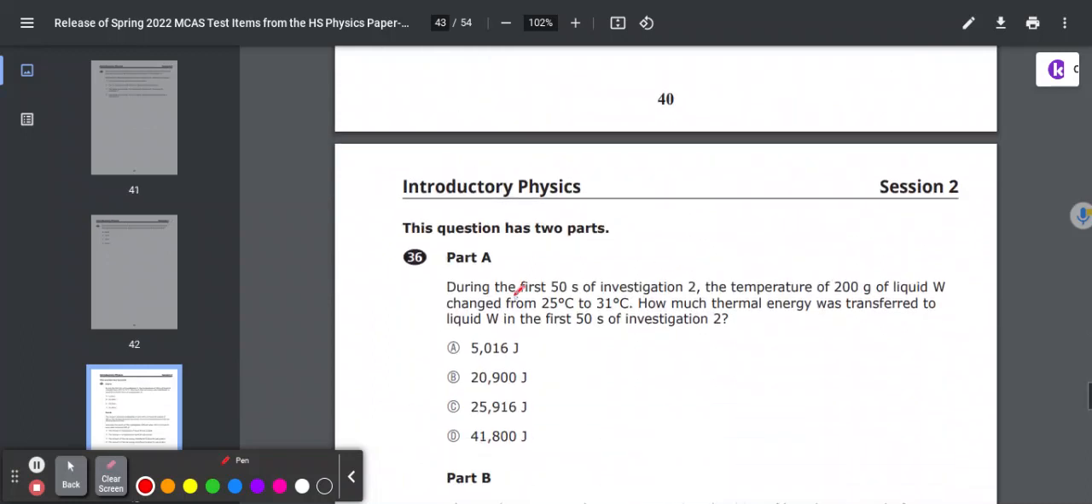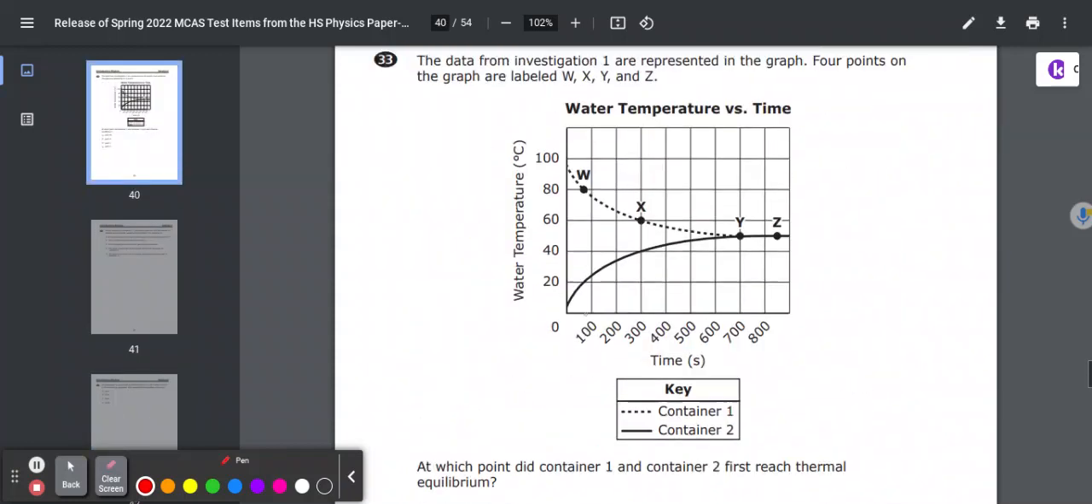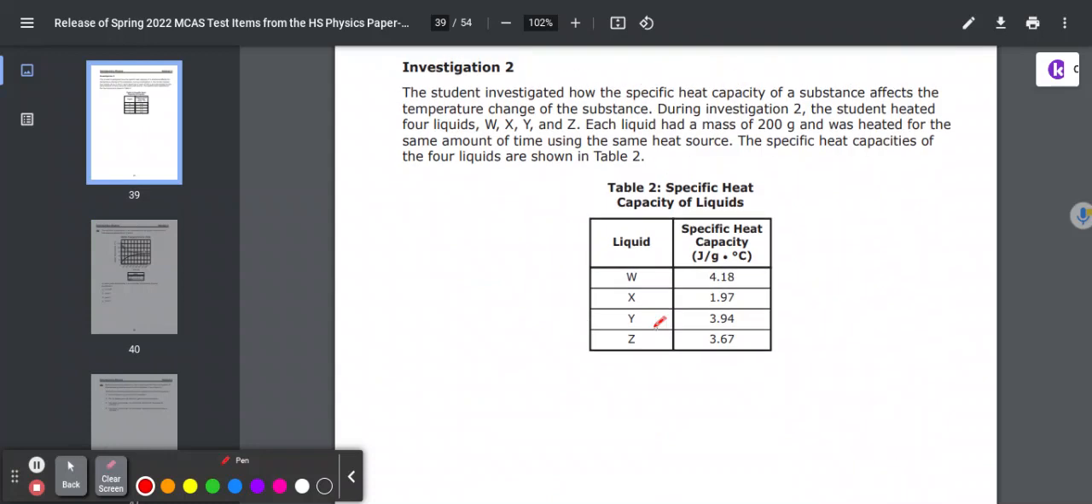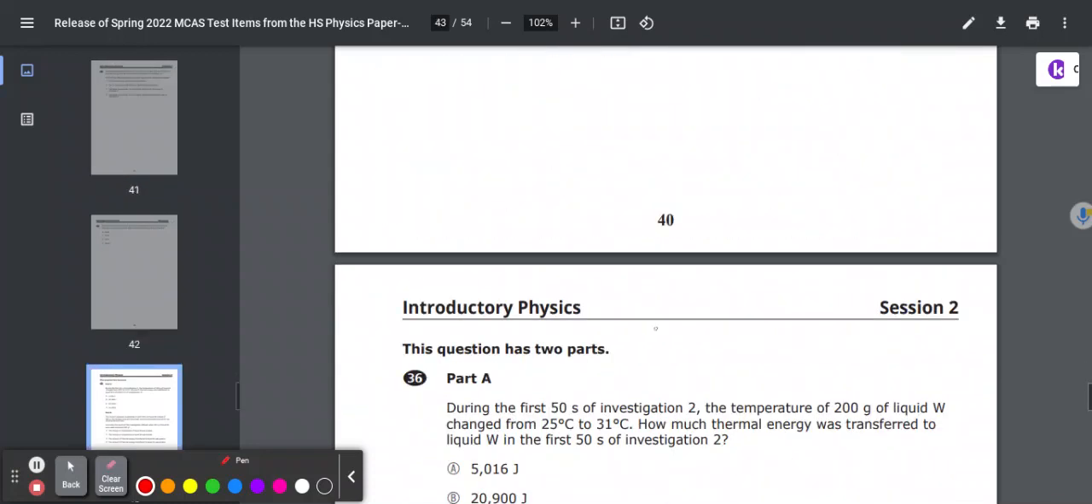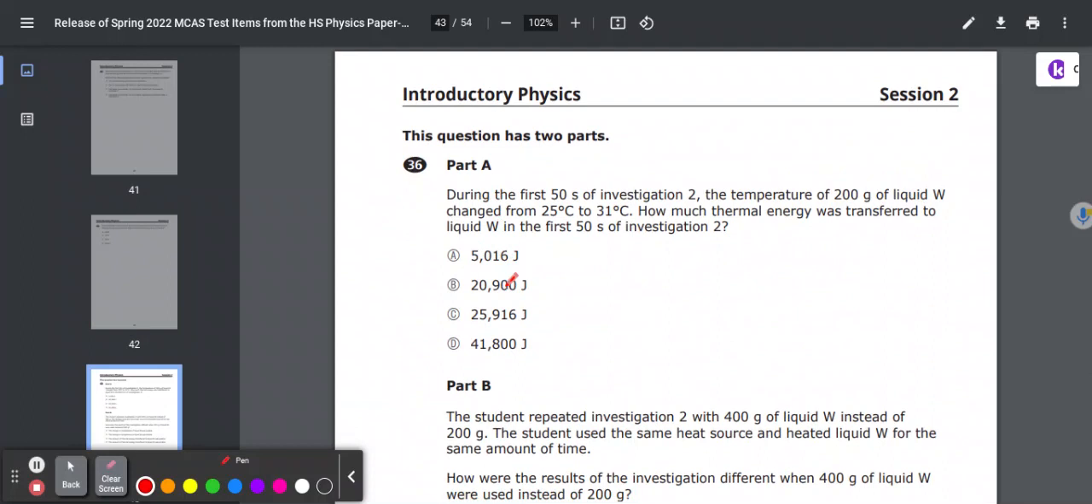36. During the first 50 seconds of the investigation, the temperature of liquid W increased. So what is the energy? Again, MCAT: the change in temperature is 6, times the mass, which is 200, and the specific heat is given here as 4.18. Our answer should be 5,016 joules, so A.